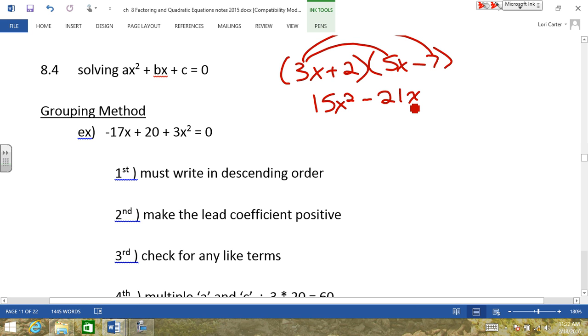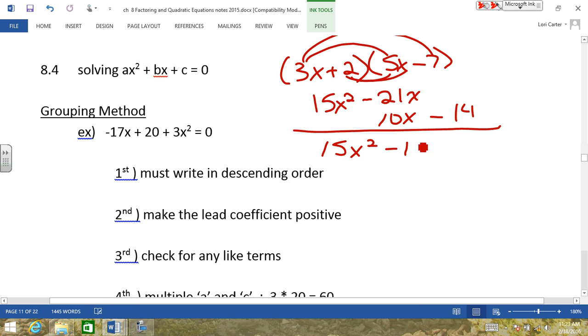2 times 5. So now all of a sudden these numbers in the middle are made up of 2 numbers, right? We multiplied them together. Are they getting a little harder? Yeah. No. How did we get the last number? 2 times negative 7. So now when we do the 15x squared minus 11x minus 14.